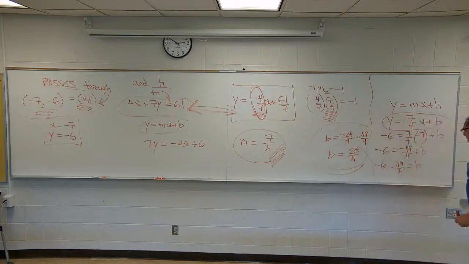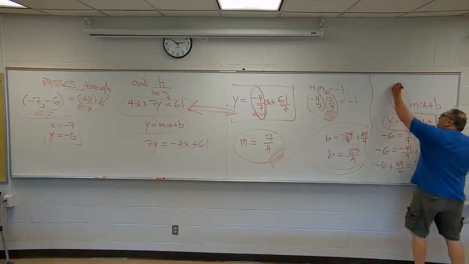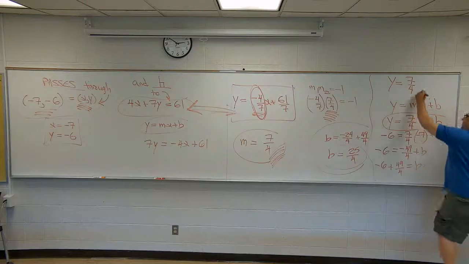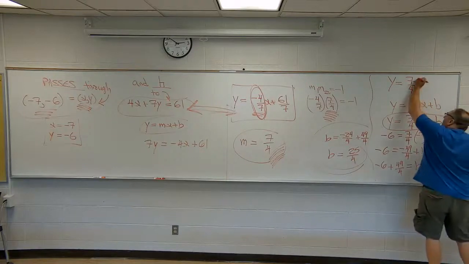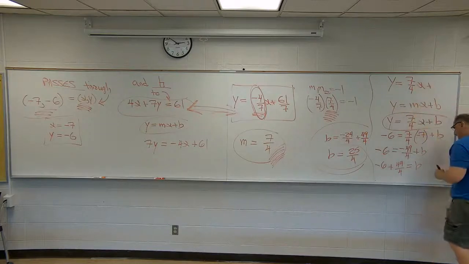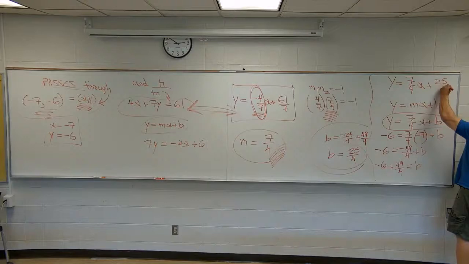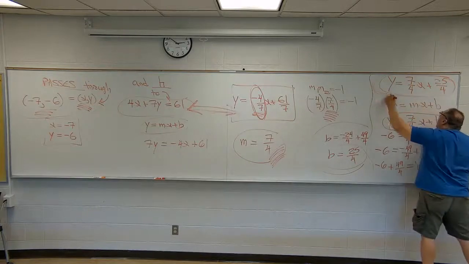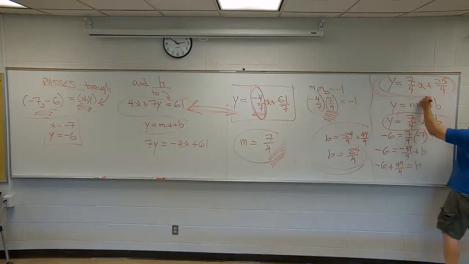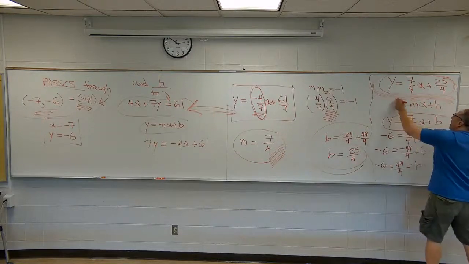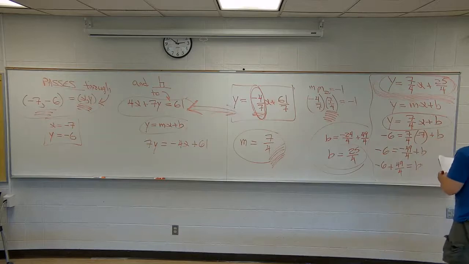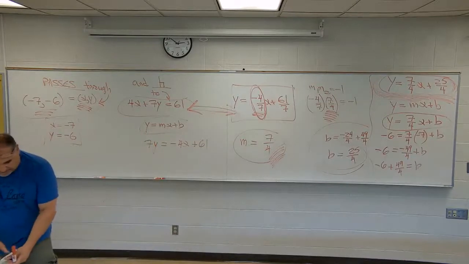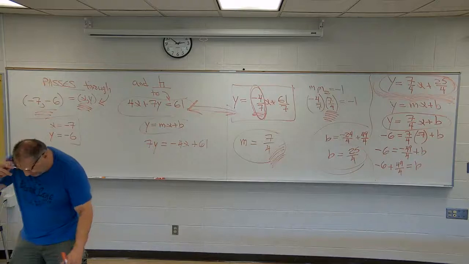Here it is. What is this at the end of the day? At the end of the day, y equals 7/4 x plus 25/4. Y equals 7/4 x plus 25/4. Just confirm that on this. They might not have the same answer I got. I'm confident I have the right answer. Don't worry about it. Procedure at this point is going to be the paramount thing here.